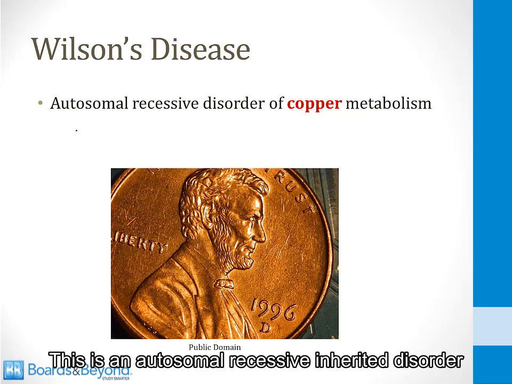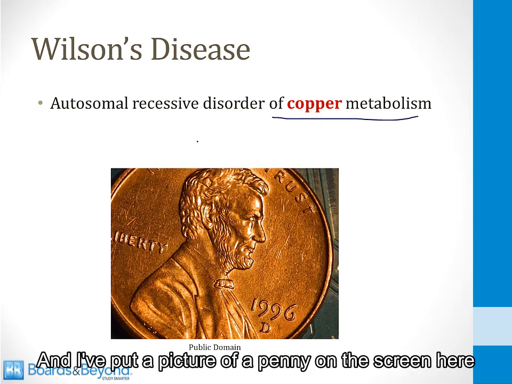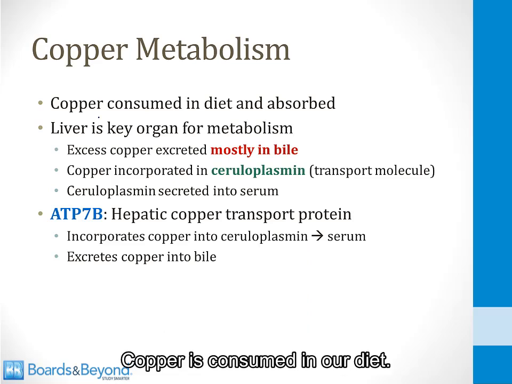This is an autosomal recessive inherited disorder that involves the metabolism of copper, and I've put a picture of a penny on the screen here to remind you that copper is important in Wilson's disease. Copper is consumed in our diet. Many of the foods that we eat contain small amounts of copper, and it is then absorbed into the body.